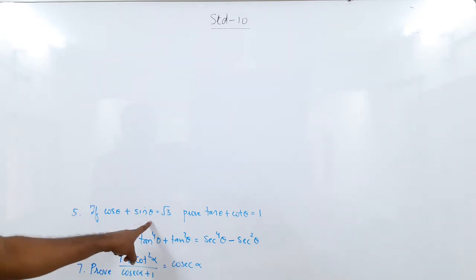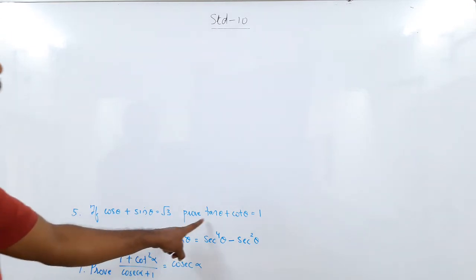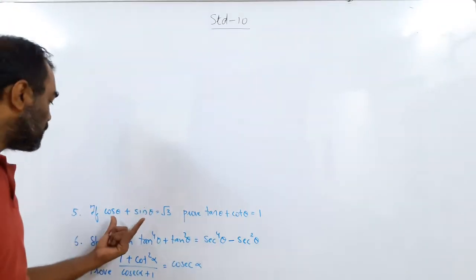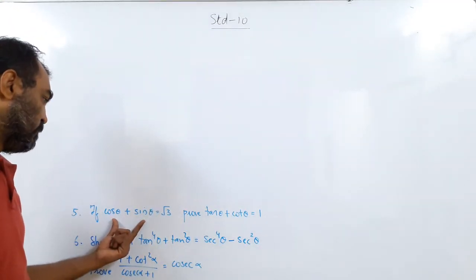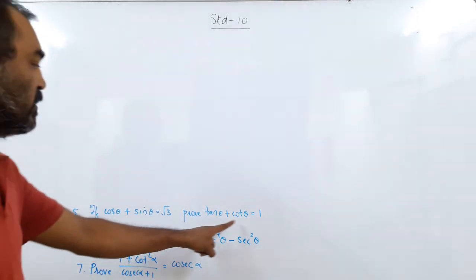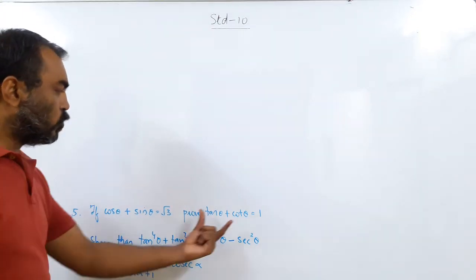We are given an if condition. If cos theta plus sin theta equal to root 3, prove that tan theta plus cot theta equal to 1. We have to prove this. Now something is given to us over here and we have to prove this. Here it is in sin and cos, here it is in tan and cot. So we have to look at tan and cot.